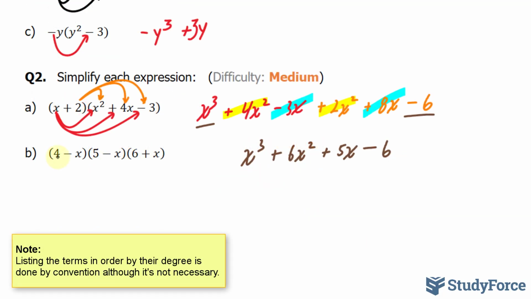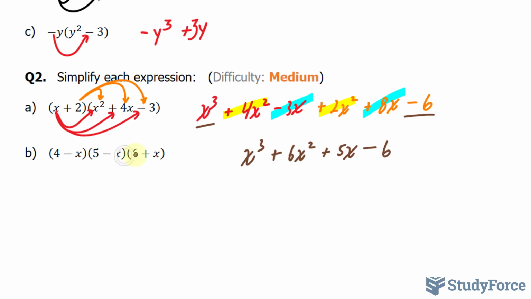In question B, we have 4 minus x times 5 minus x times 6 plus x. We have a binomial multiplied to a binomial and then to another binomial. If you ever run into this situation, you want to take two groups of brackets at a time. So we'll focus on these two. We'll find out an expression, and then I'll multiply it to 6 plus x.